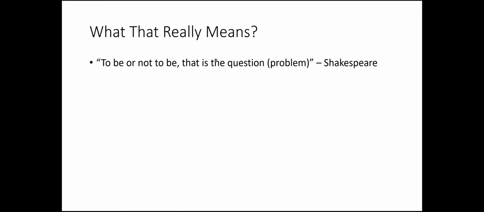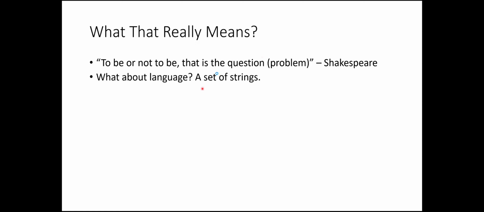Okay. So when we say undecidable, the first thing that comes to my mind is Shakespeare: to be or not to be, that is the question or problem. So when you're talking about a question or problem, it's undecidable. It makes sense. But when you're talking about a language that is undecidable, what does that really mean?